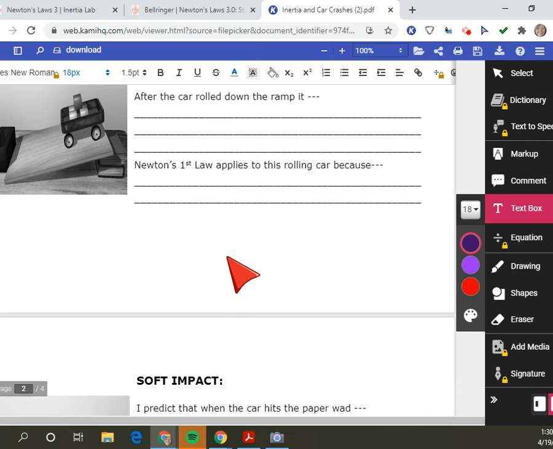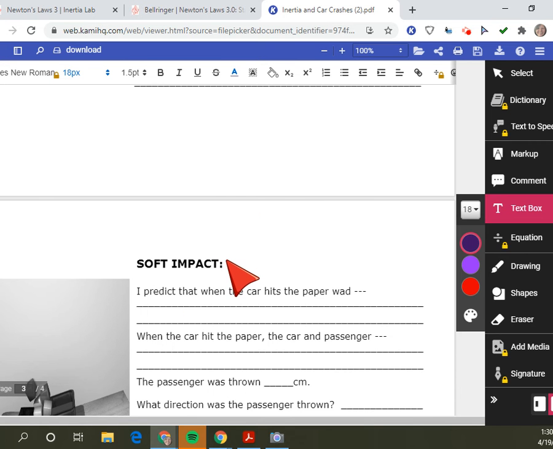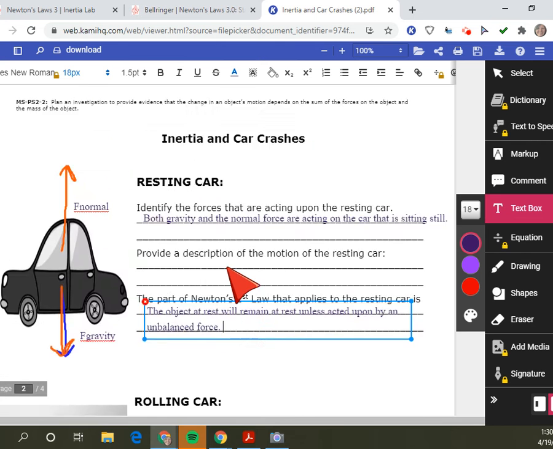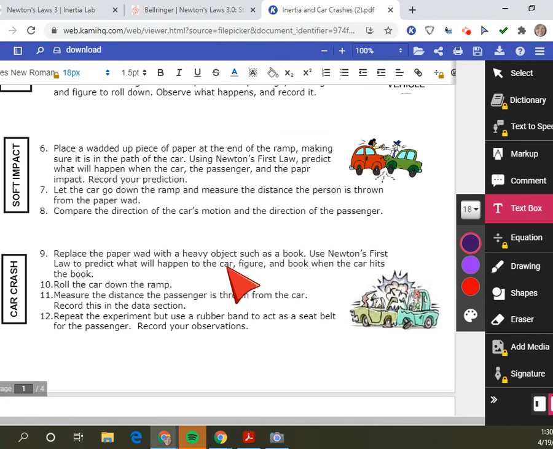All right, let's see. The next one says soft impact. So let's find our instructions for soft impact. Place a wadded up piece of paper at the end of the ramp, making sure it is in the path of the car. Using Newton's first law, predict what will happen. Let the car go down the ramp and measure the distance the person is thrown from the paper wad. Okay, so we're keeping our little clay person in there.